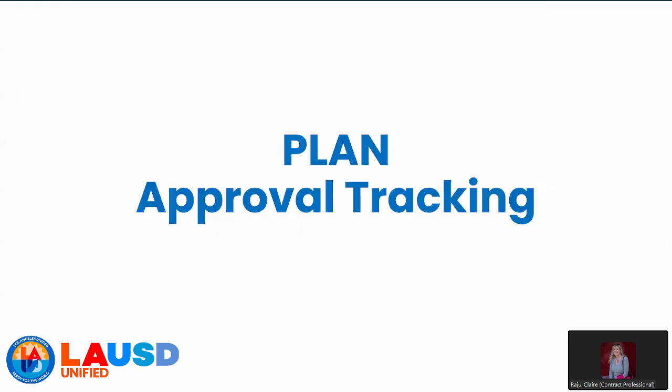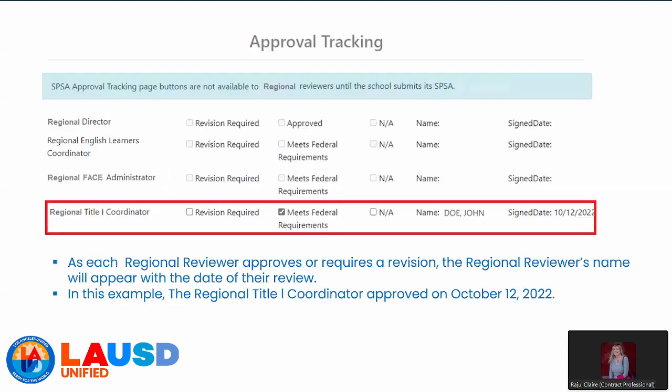And now I'm going to cover your plan approval tracking. So as each regional reviewer approves or requires a revision, the regional reviewer's name will appear with the date of their review. So in this example, the Regional Title I Coordinator approved this plan on October 12th of 2022.